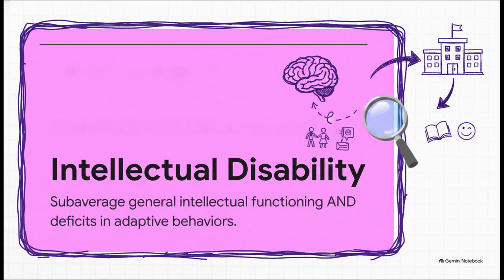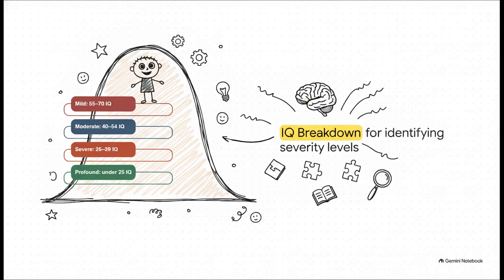But second, and this is crucial, you must also see deficits in adaptive behaviors. If a kid just has a low test score but functions perfectly fine in their daily life, they do not have an intellectual disability. Both of these challenges have to actively impact their educational performance for that diagnosis to be made.